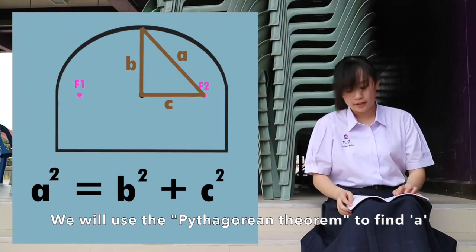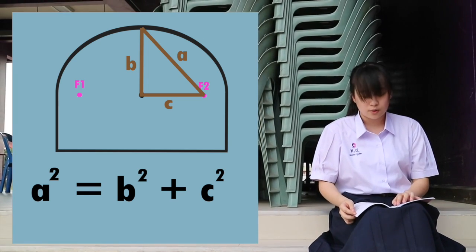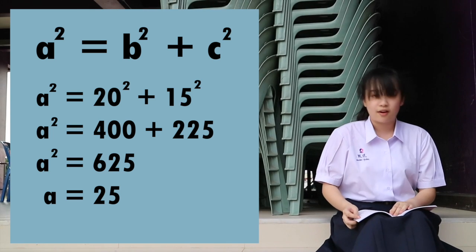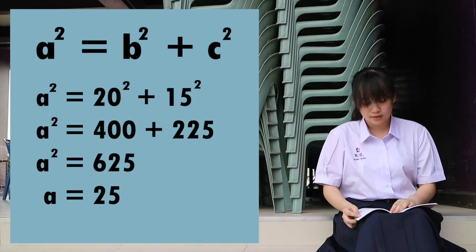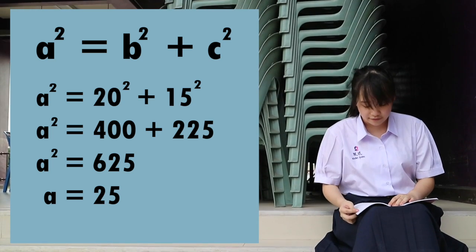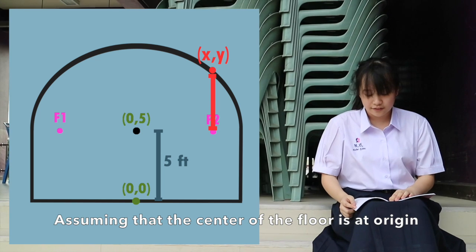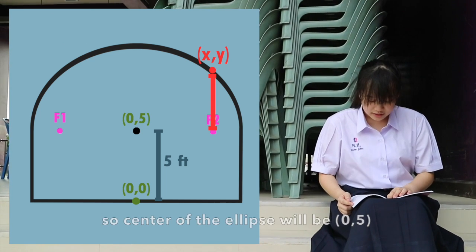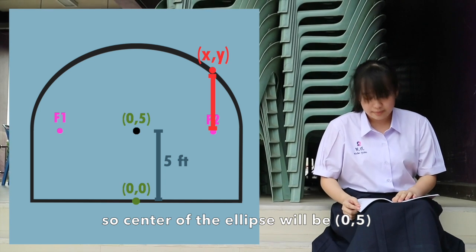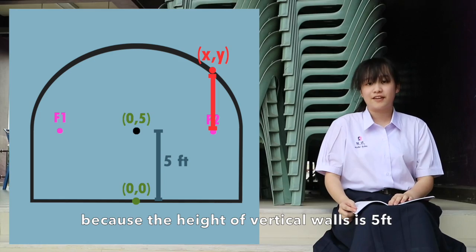We will use the Pythagorean theorem to find a. The formula is a squared equals b squared plus c squared. a squared equals 400 plus 225, so a squared equals 625 and a equals 25. Assuming that the center of the floor is at the origin, the center of the ellipse will be at the point (0, 5) because the height of the vertical wall is 5 feet.